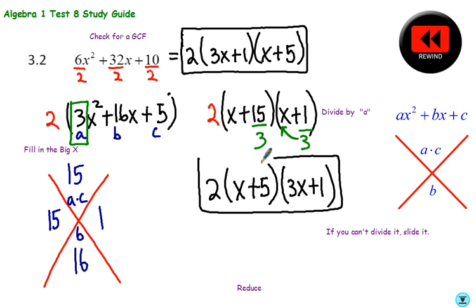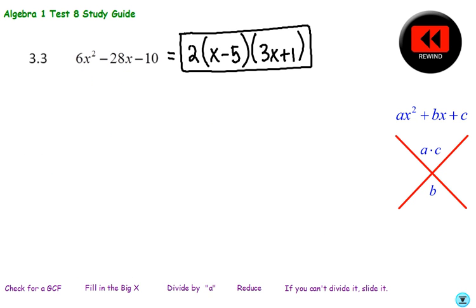And again, I can check to see if that was correct by multiplying that out. All right, so pause now. Try 3, 3 on the right side. All right, well, let's check in with you, see what you got. For 3, 3 on the right side, you should have got 2 times x minus 5, 3x plus 1.